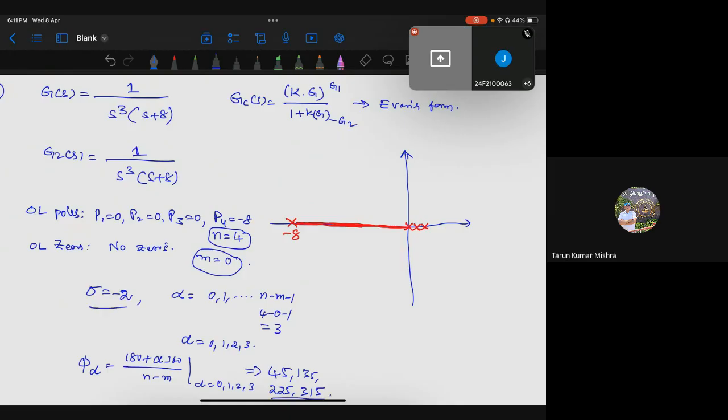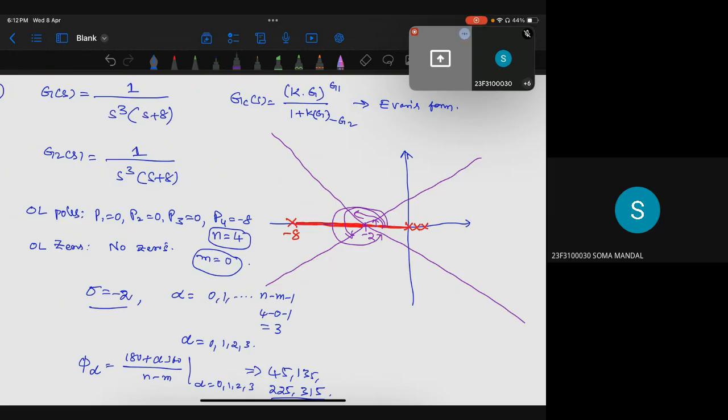These are the angles. If you check that, this will be somewhere at -2. The angles are: this is 45, this is 135, this is 225, and this is 315. Is this clear? All angles are like this only. Yes, sir. So you have to find all of these, the arrivals and departures of everything.